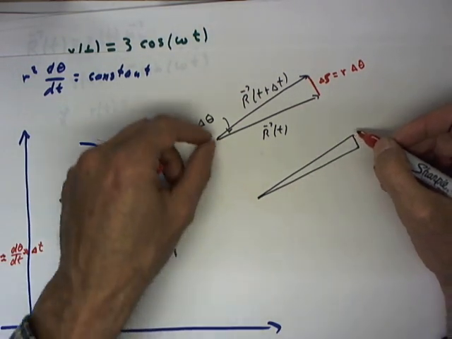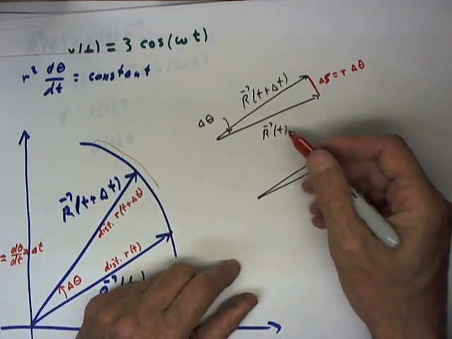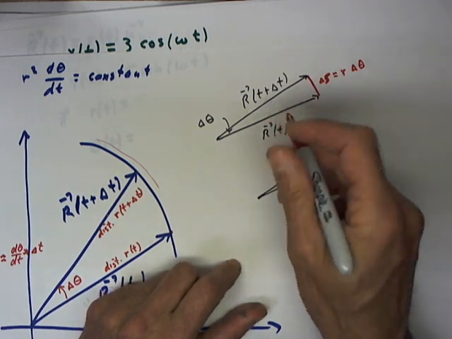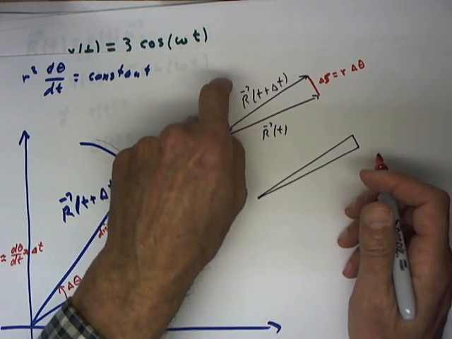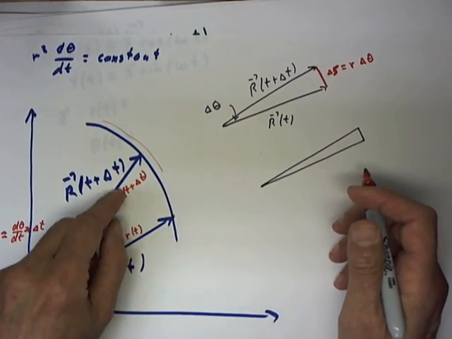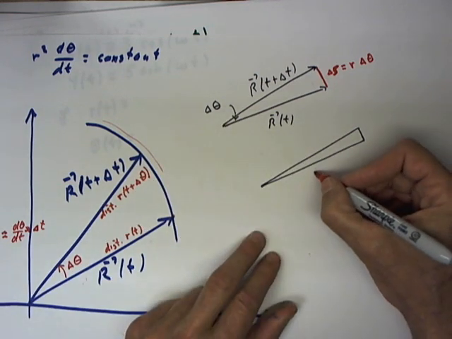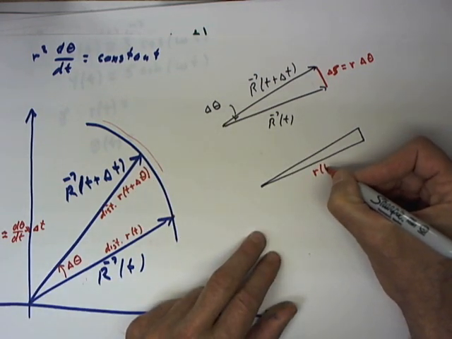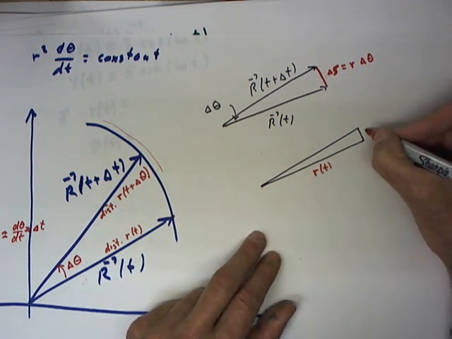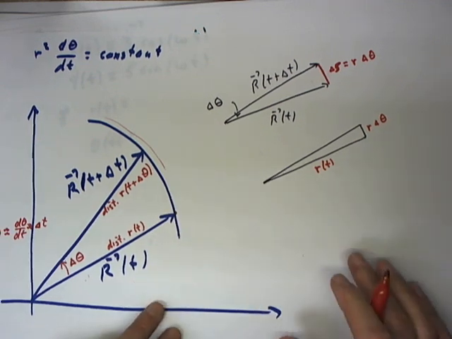In that case, if delta theta is small, which will be the case if delta t is small, this triangle is an approximate right triangle. Now, the magnitude of r of t and r of t plus delta t is pretty much the same. They don't vary by much, so I'm going to let r of t stand for this side of the triangle and r delta theta for this side of the triangle.